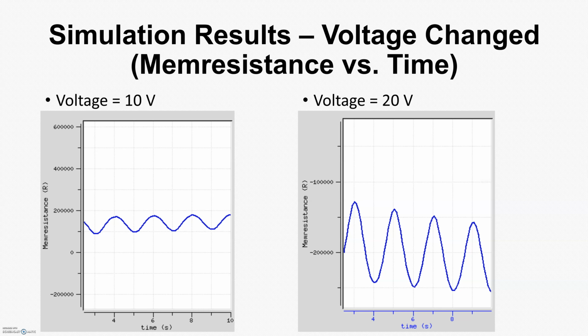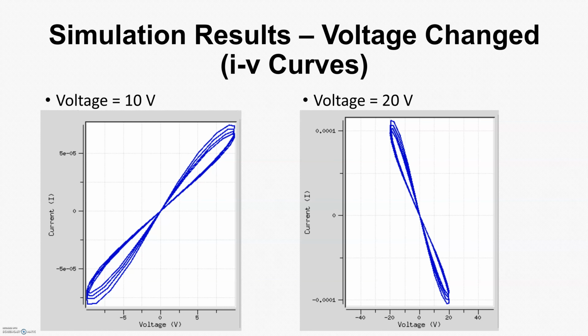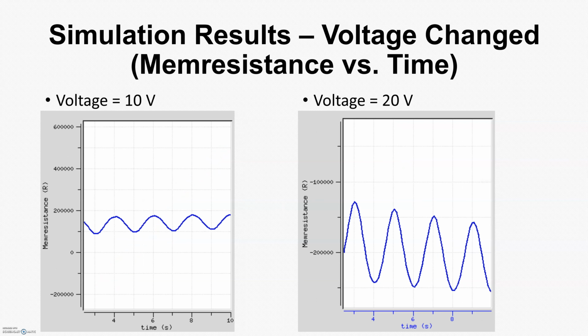And on the 20 volt graph, you can see that it looks like it's decreasing, but actually it is increasing in magnitude. So the magnitude is increasing with a higher voltage. And I think because of this, it looks like it's decreasing, but it's increasing in magnitude, which is why this 20 volt IV curve is flipped from the other ones. It's because that M of Q function has negative values.